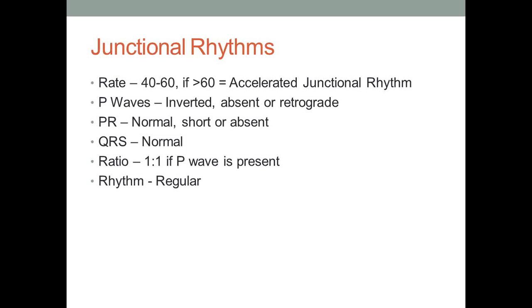Your PR interval can be normal, it can be short, or it can be completely absent. So if there is no P wave, then we can't measure a PR interval. Your QRS complex, as I mentioned, will be normal. It'll be narrow because the impulse is originating above the ventricles. And the rhythm should be regular. If you do have a P wave, the ratio of P waves to QRS complexes will be 1-to-1, again, if there is a P wave.